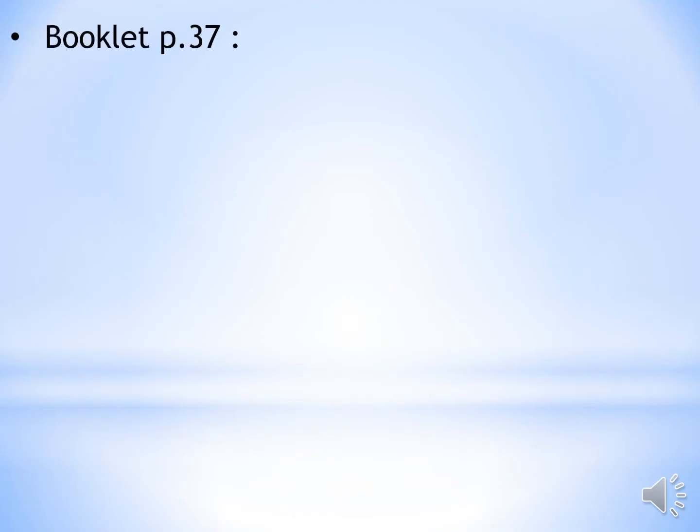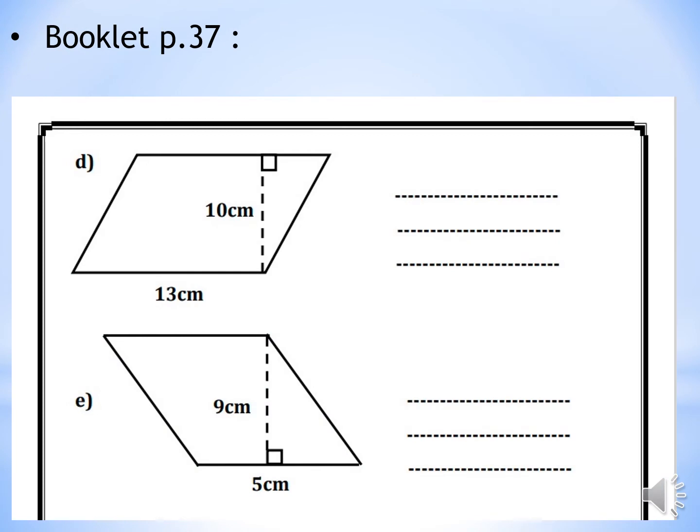Booklet page 37. Letter D. I want the area of the parallelogram, so the rule of the area of the parallelogram is base times height. Area equals base times height. The base here is 13, the height is 10, so the area will be 13 times 10, equal 130 centimeters squared.